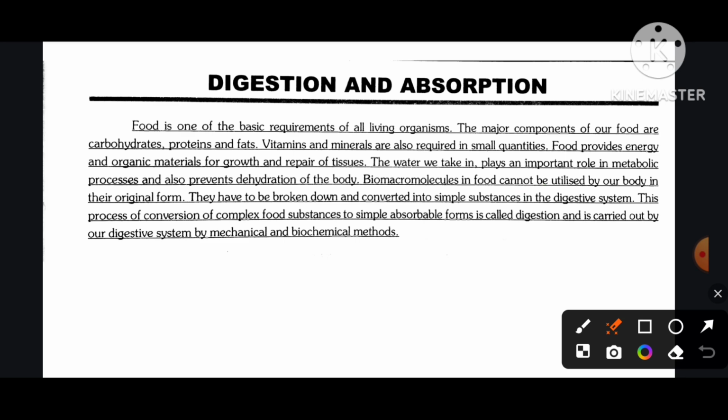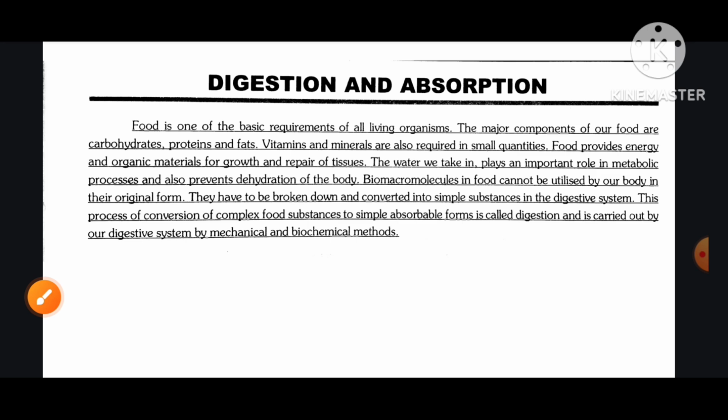Biomacromolecules in food cannot be utilized by our body in their original form. They have to be broken down and converted into simple substances in the digestive system. This process of conversion of complex food substances to simple absorbable form is called digestion and is carried out by our digestive system by mechanical and biochemical methods.